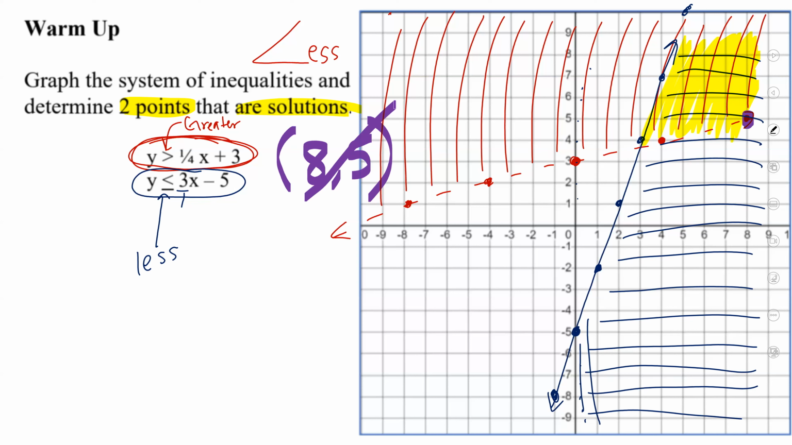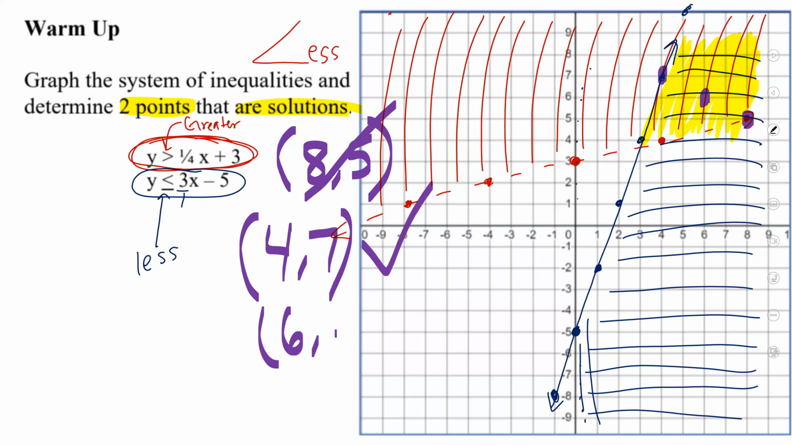What about this point? 4, 7. Is 4, 7 a solution? Yes. Why? It's on a solid line. Good. That's a solution. What about 6, 6? Yes. Why? It's in the double shaded area. Okay, so 6, 6 is a solution. What about the origin, 0, 0? No, it's not in the shaded part, the double shaded part.